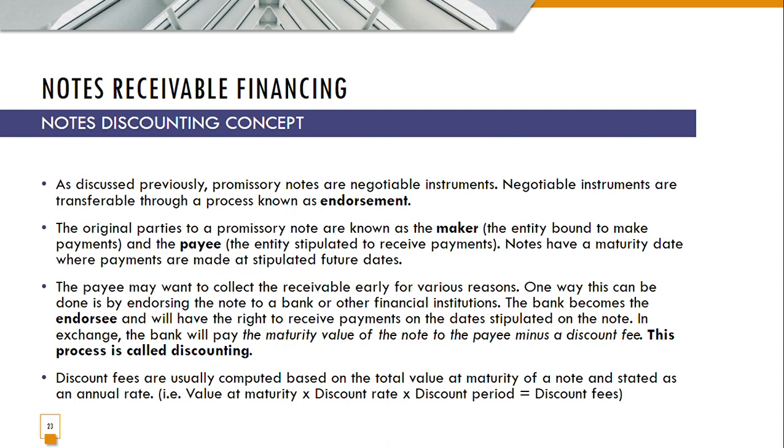Discount fees are computed based on the total value at maturity of a note and stated as an annual rate. Basically, discount fees are the product of the value at maturity, the discount rate, and the discount period. The discount period is the remaining period to maturity. So if the note matures in 90 days and the remaining maturity is 60 days, your discount period is 60 days.